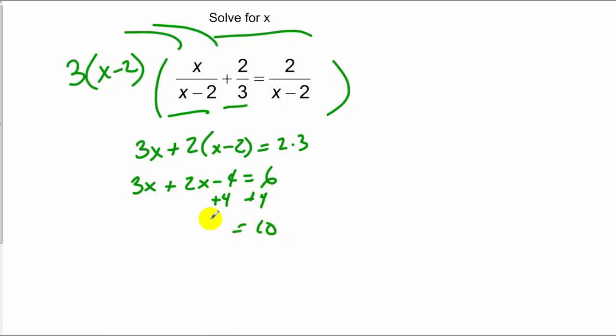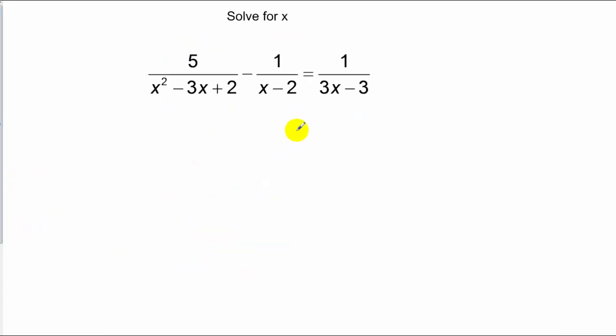10 equals 5x, and x equals 2. This term, notice 3 different denominators. I can multiply by each of those denominators all the way through, but as we know, we always look to factor our denominator first. So I pull a GCF of 3 out of this term. I know this term multiplies to x minus 2 times x minus 1.